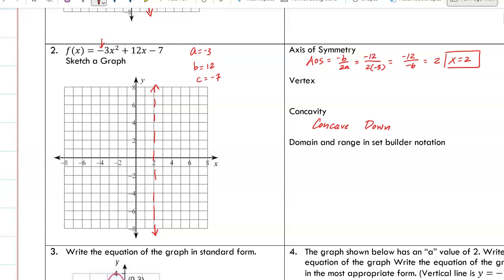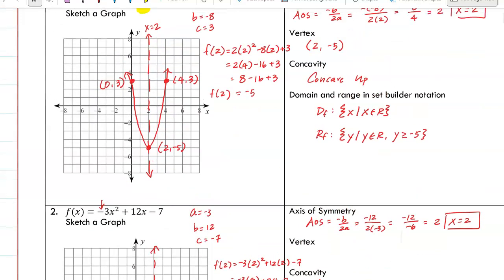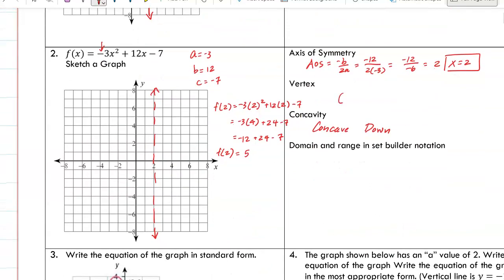Let's go ahead and input the 2 into our function. Negative 3 times 2 squared plus 12 times 2 minus 7. So that's going to give me negative 3 times 4 plus 24 minus 7. Negative 12 plus 24 minus 7. And negative 12, I think that's going to be a 5. It's interesting, I picked two very similar graphs for you to graph. So my vertex is going to be 2 comma 5.